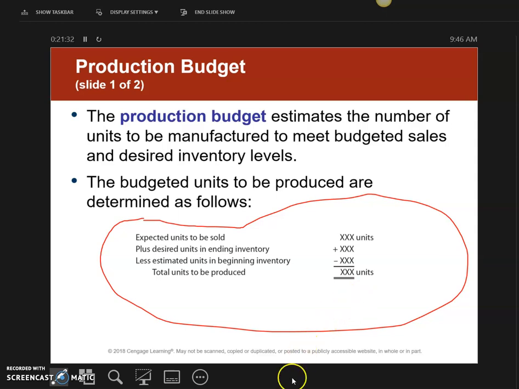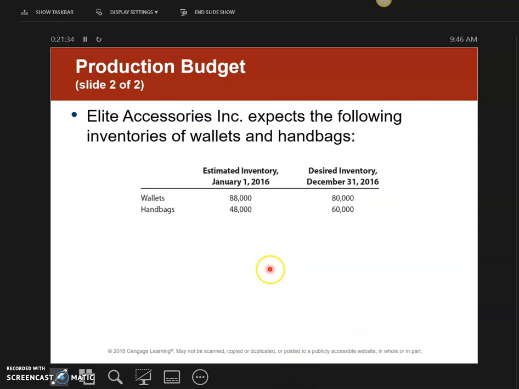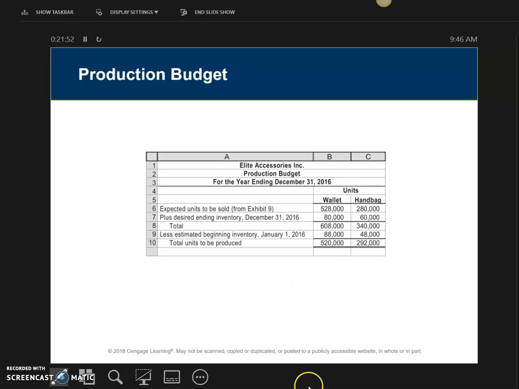So given this information, here's what we have next. Here's my beginning inventory for these products. Here's what I want left on my shelf at the end of the year. And so a production budget will say, okay, how many wallets and how many handbags will I need to make? So we're going to take a look at that. So here we go. Here's the quantity on each that I expect to sell, plus how much I want on the shelf at the end of the year. Add them together, minus what I already have, tells me here's what I need to produce.